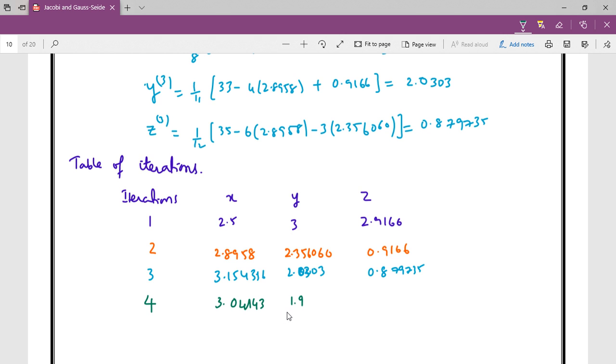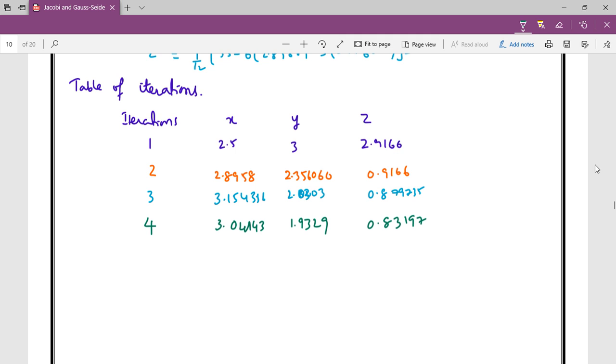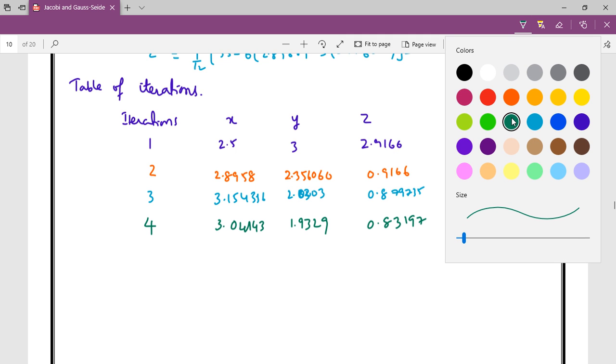The third iteration is over. In the fourth iteration, the x value is 3.04143, the y value is 1.9329, and the z value is 0.83197. So we can see that the root has not converged yet. So let us go for the next values.